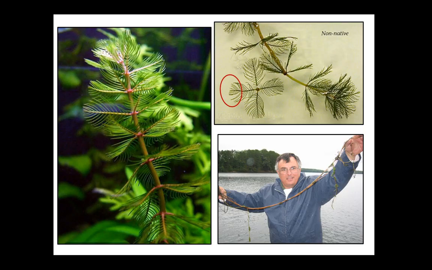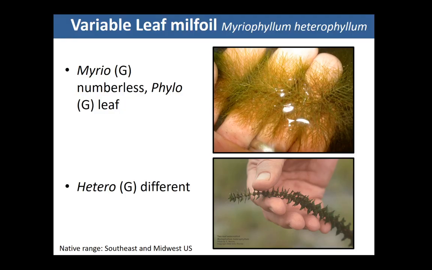All right, let's do one more species. This is variable leaf milfoil. So again, it's Myriophyllum, same genus, which means numberless leaf. That's particularly true in this species because it's very, very bushy and thick with leaves. And then the species name is heterophyllum. Hetero is the Greek word for different, and phyllo again for leaf, so different leaves.